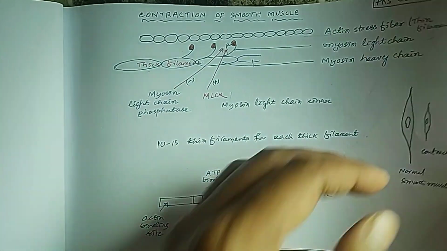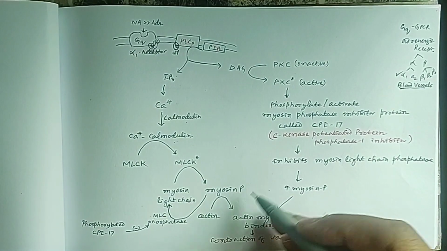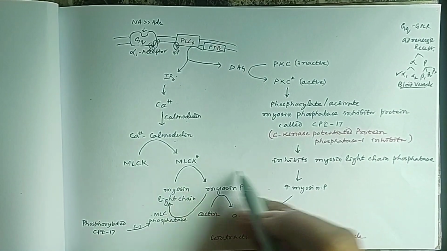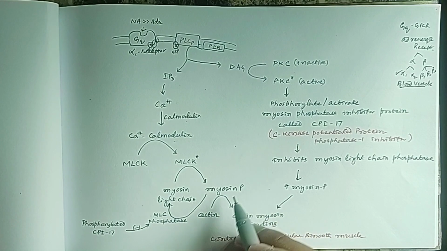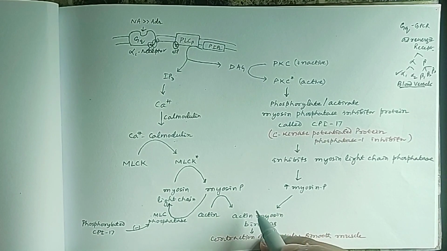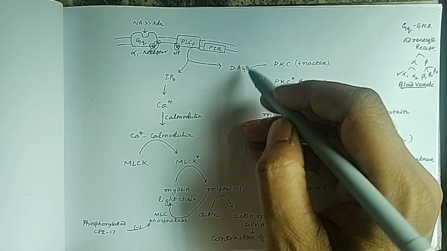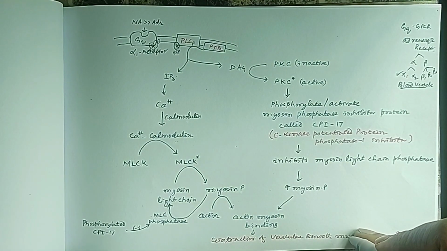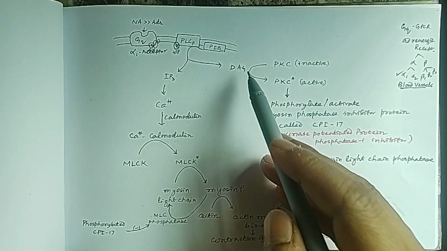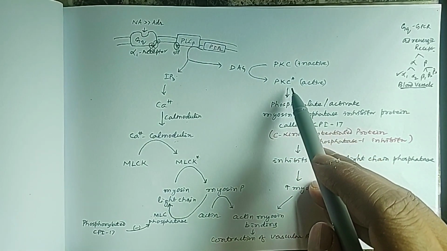So myosin light chain is phosphorylated by active myosin light chain kinase, and now this myosin phosphate has the energy, it will bind with actin, and actin myosin binding results in contraction of vascular smooth muscles. Similarly, diacylglycerol also causes contraction of vascular smooth muscle. Diacylglycerol, as we discussed, will activate the protein kinase C.